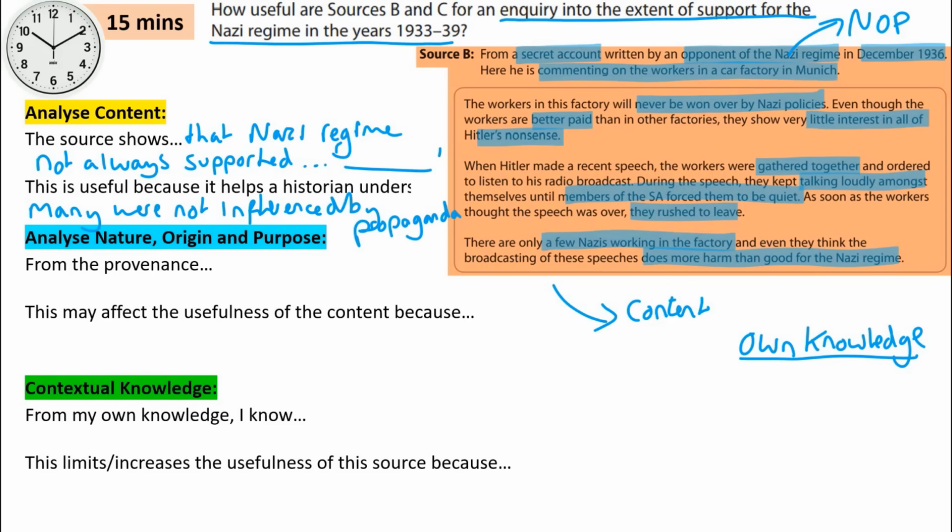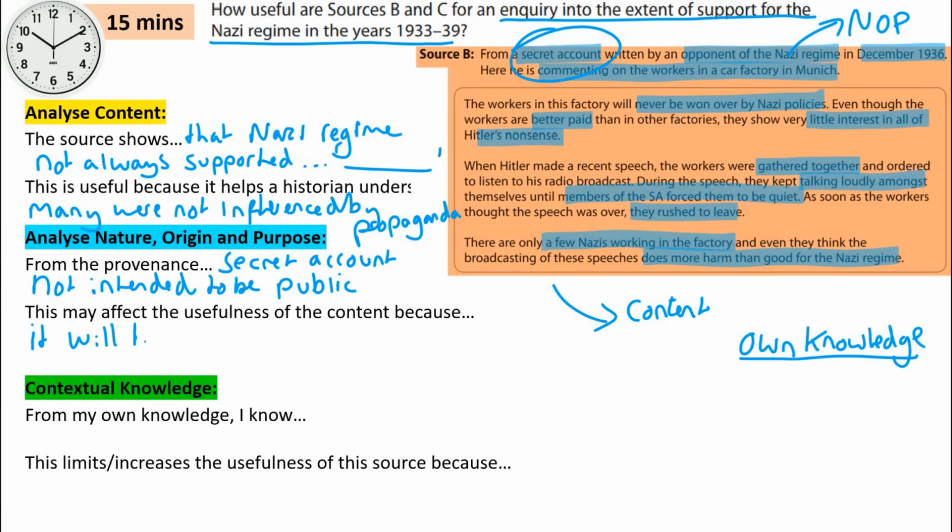This is that crucial ingredient, that little key, which will move you into the higher levels, which lots of people forget to do. When it comes to the provenance then, you need to reference the nature, origin and purpose. Nature, what type of source is it? Origin, who wrote it and when? Purpose, why is it being created? Again, the trick with this is thinking about how the nature, origin, purpose makes it useful.